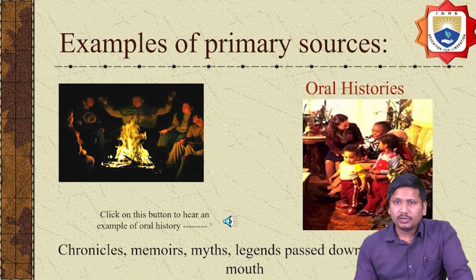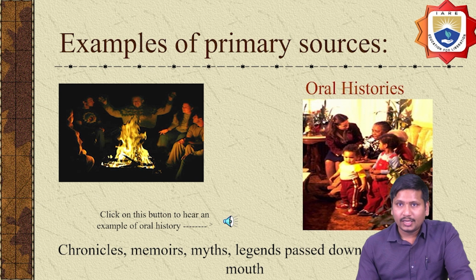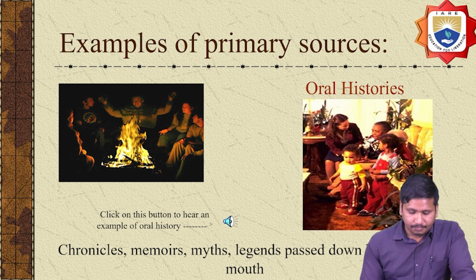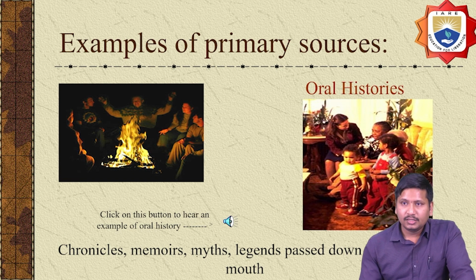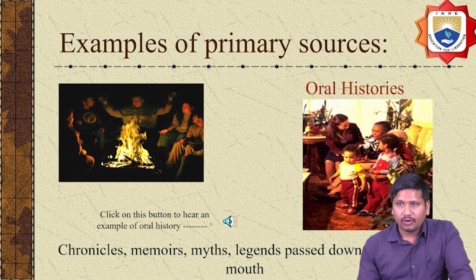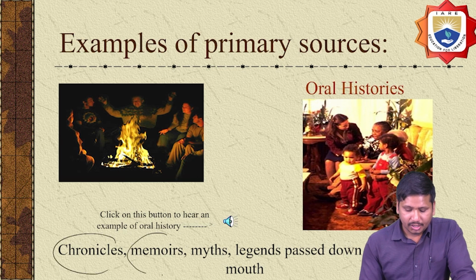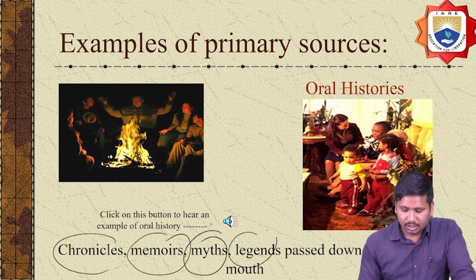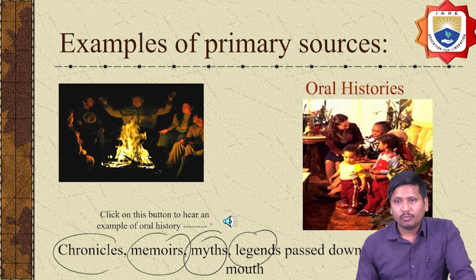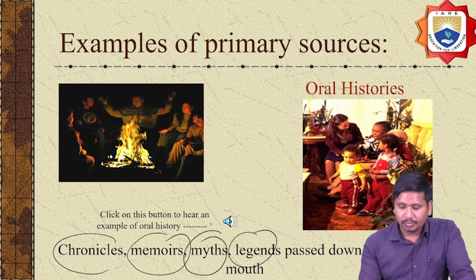Some other examples of primary sources are oral histories, like chronicles, the Deccan Chronicles, and memories, myths, and legends passed down by word of mouth. These come under the examples of a primary source. Oral histories mean the chronicles, the memories of persons, myths, and legends that are passed on by word of mouth.